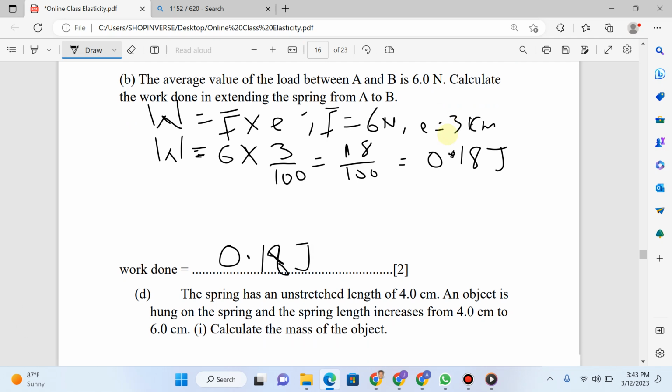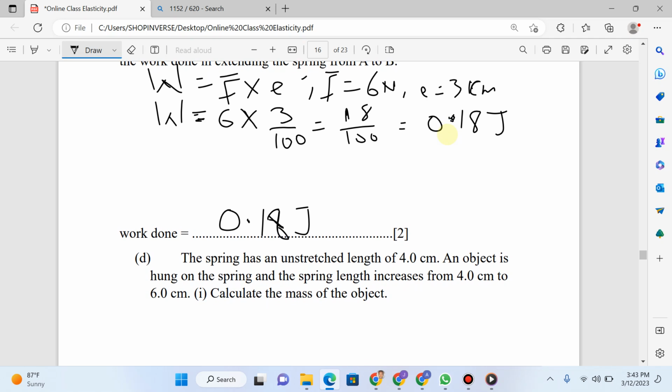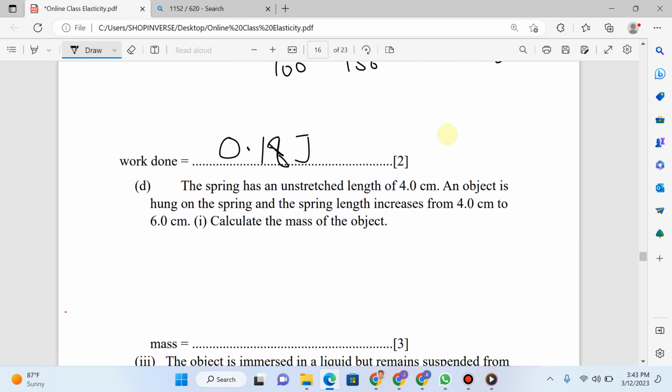The spring has an unstretched length of 4 cm. That means your L naught, the unstretched length, is equal to 4 cm. An object is hung on the spring and the spring length increases from 4 cm to 6 cm. That means your L1 equals 6 cm.